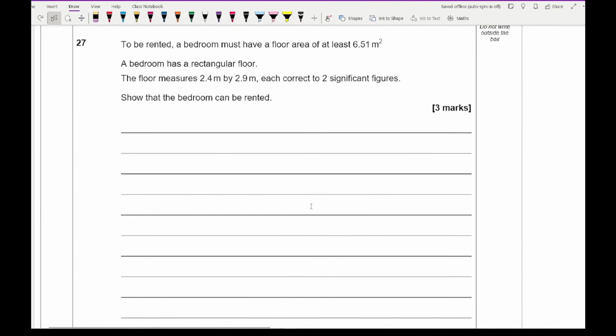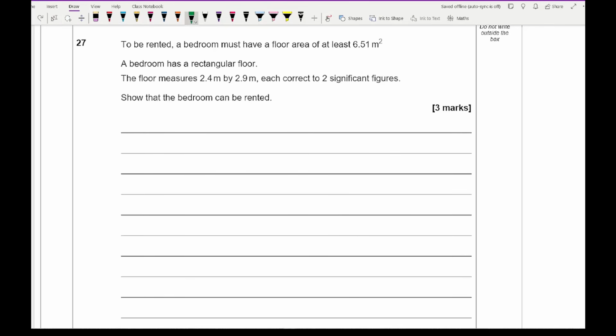Then moving on to question 27, it says to be rented, a bedroom must have a floor area of at least 6.51 square meters. A bedroom has a rectangular floor. The floor measures 2.4 by 2.9, correct to 2 significant figures. Show that the bedroom can be rented.